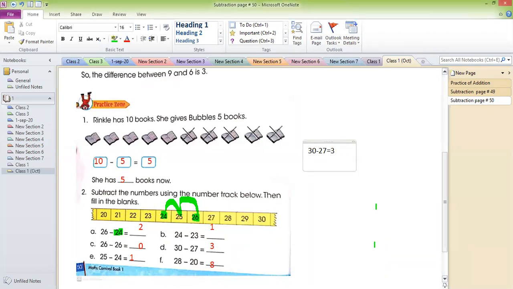Very good. Now let's suppose I ask 30 minus 25 equals what?